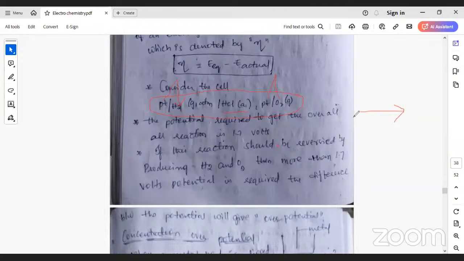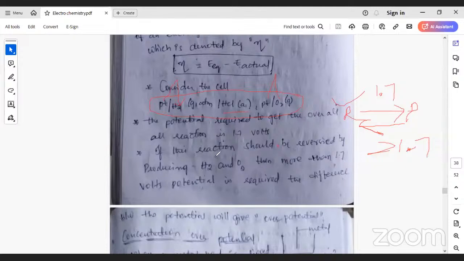That is the overall reaction from here to here, right? So this is, for example, reactants to products. This is the one reaction that takes place. How much voltage is required? 1.7 volts is required for this reaction. So once this reaction is reversed, means products give rise to the reactants, at that time more than 1.7 volts is required. What is this difference in energy? That is called over potential.